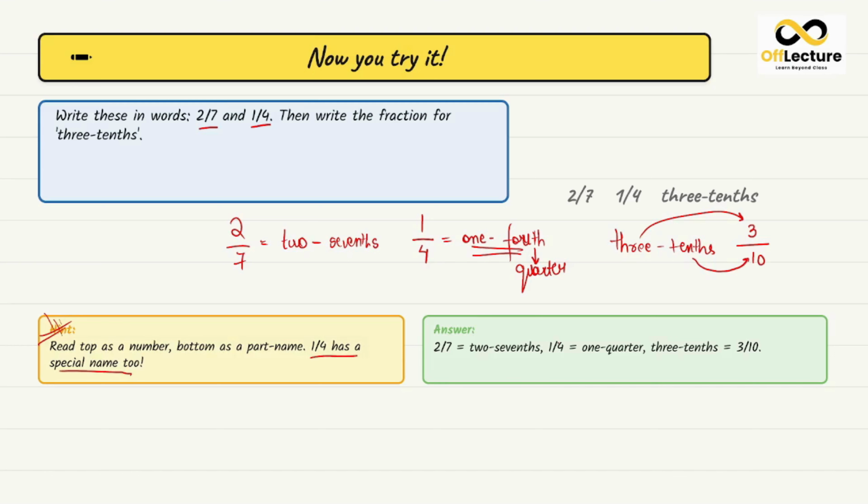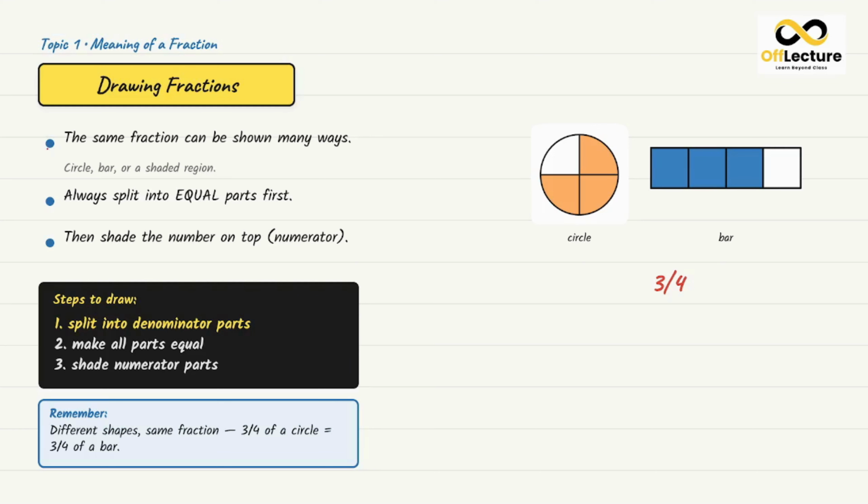Now let's understand drawing the fractions. The same fraction can be shown in many ways, like a circle, a bar, or a region. First, you have to break it into equal parts according to the denominator.